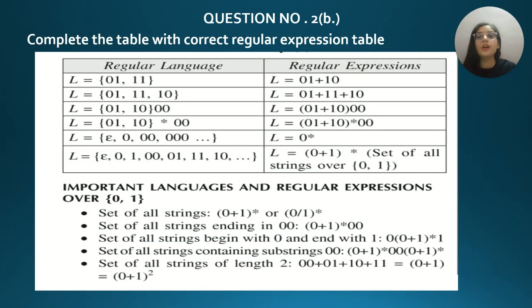The B question says, complete the table with the correct regular expression. We are given the left part of the question, that is the regular language, and we have to write the regular expression for each of them. To understand it, we have language L equal to {01, 111, 10}. That means we have three strings, and the regular expression for it will be 01 + 111 + 10. Similarly, we are going to write the regular expression for every option given. I suggest you pause the video and read the table carefully.